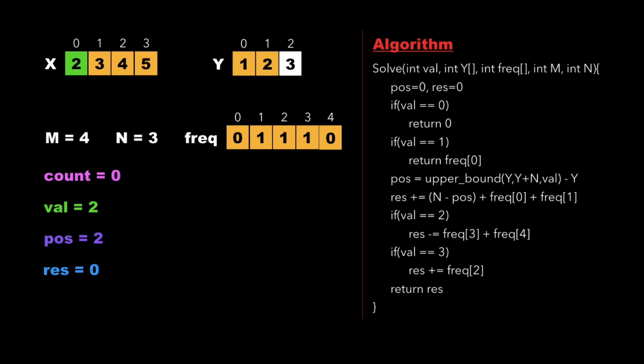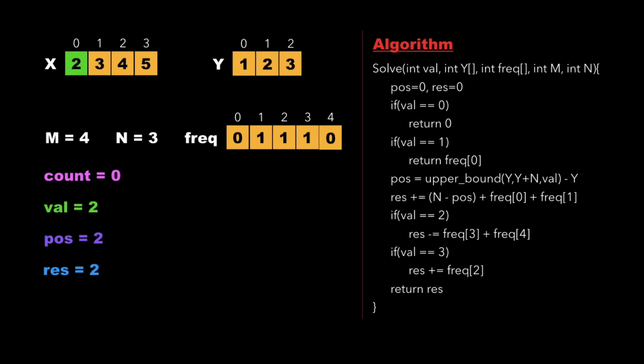The similar is the case for 1, where we have 2 power 1 is greater than 1 power 2. Similarly, 3 power 1 is greater than 1 power 3. Therefore we are adding the frequencies of 0 and 1 to our result. So the updated value of result is 2.